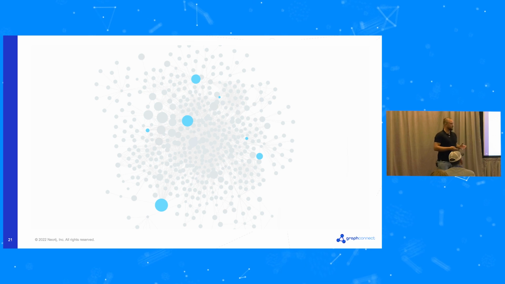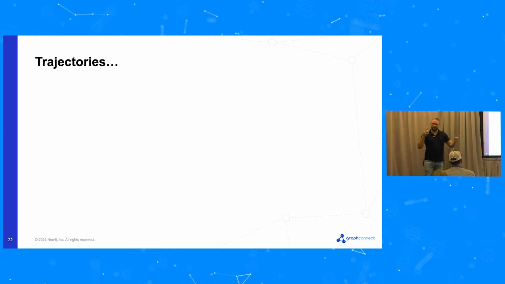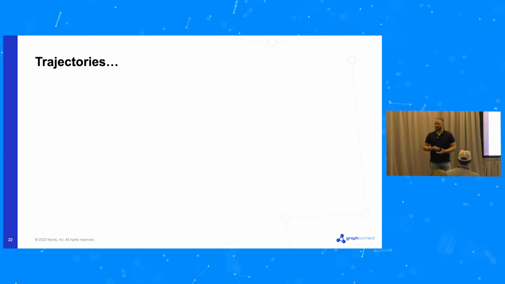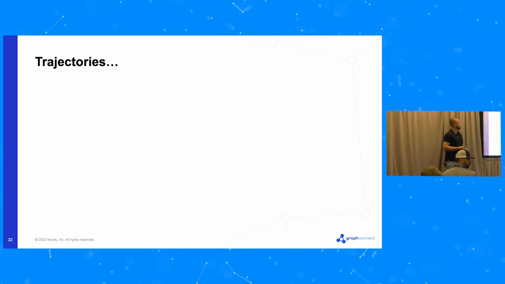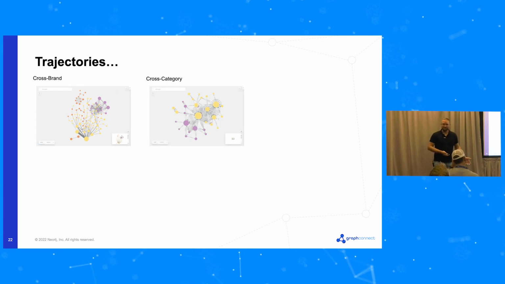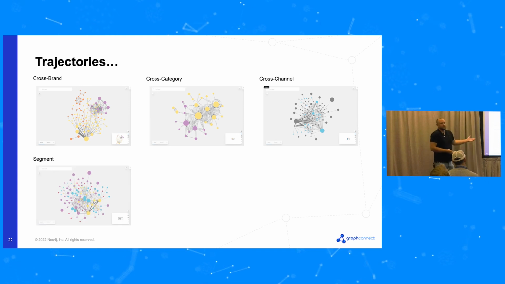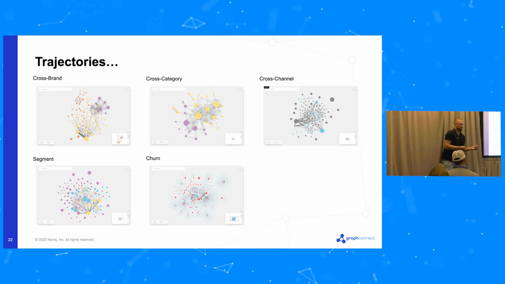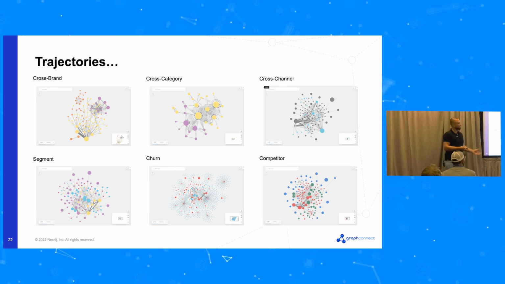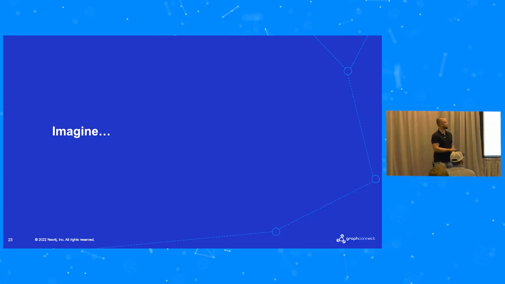And using this methodology, we can start using our imagination a little now. Because what happens if we not only do the trajectory product or the trajectory reason? What if we start looking at cross-brand trajectories? What if we look at cross-category trajectories or cross-channel trajectories, segment trajectories, churn trajectories, and what many people are super curious about, competitor trajectories? Because the data is out there, and this is all possible. So start to imagine how this could help brands.